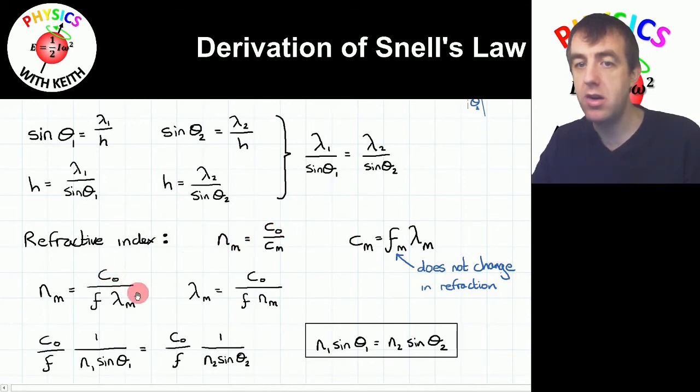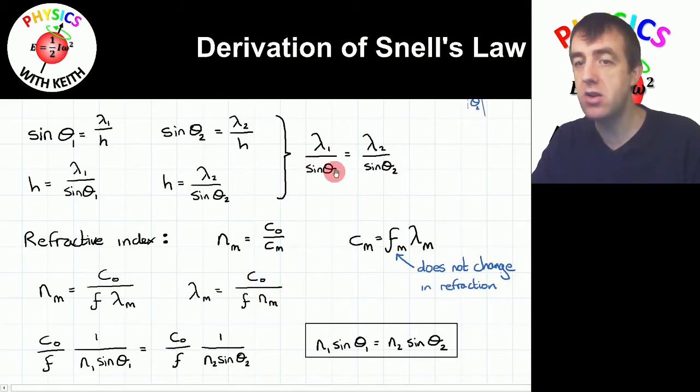The refractive index in medium m can therefore be written as C0, which we have from this expression, divided by f λm, because we're substituting this expression for Cm. And I've dropped the subscript m from the frequency because it's the same for both media. Rearranging this equation to get the wavelength as the subject, we get this expression here. I can now substitute this expression into our equation up here, where m can take the value 1 or it can take the value 2 for the two different media.